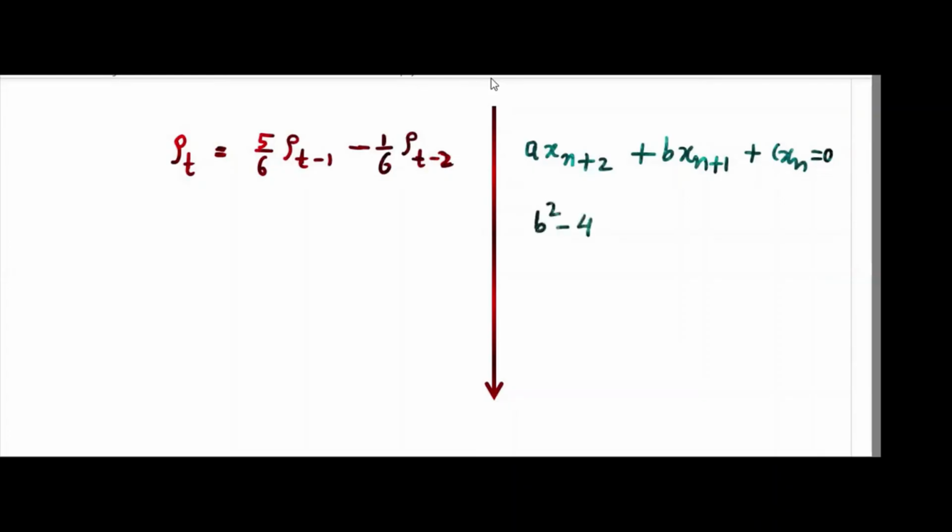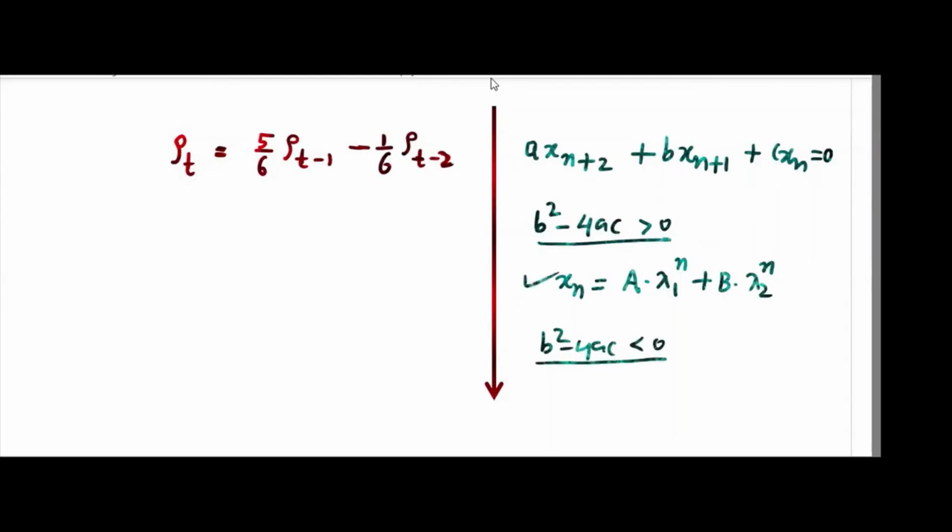And there are three conditions. If b square minus 4ac is positive, then you have a direct solution: xn is equal to a lambda 1 power n plus b lambda 2 power n. If b square minus 4ac is negative, in our case we will achieve this one, then xn will be equal to (a plus bn) lambda power n. Similarly, if that is 0, we have another. We are not interested now.